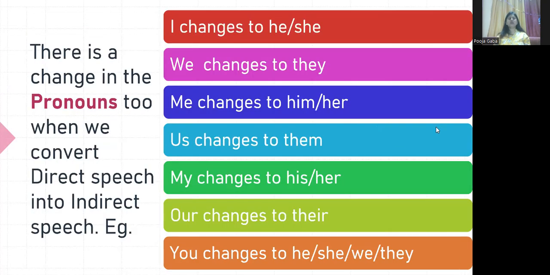Now there are certain changes in pronouns also when we convert from direct to indirect. See these pronouns now. I becomes he or she. We changes to they. Me changes to him or her. Us changes to them. My changes to his or her. Our changes to their. You changes to he, she, we, or they.